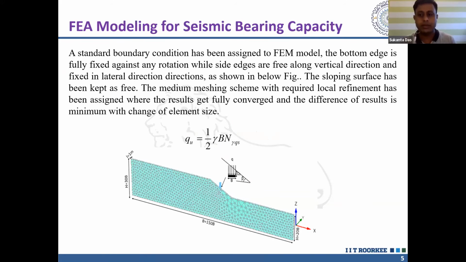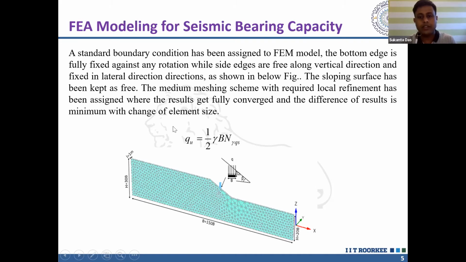Now, to investigate the seismic bearing capacity and elastic settlement, we have modeled a finite element analysis. This is not a 3D problem, so we have converted the 3D problem into a 2D problem by considering the lateral direction as 1 meter. Standard boundary conditions have been applied: the vertical edges are fixed in the lateral direction, and the bottom edge is fully fixed against any kind of rotation. The foundation is located at the face of the slope and the load comes from the top.